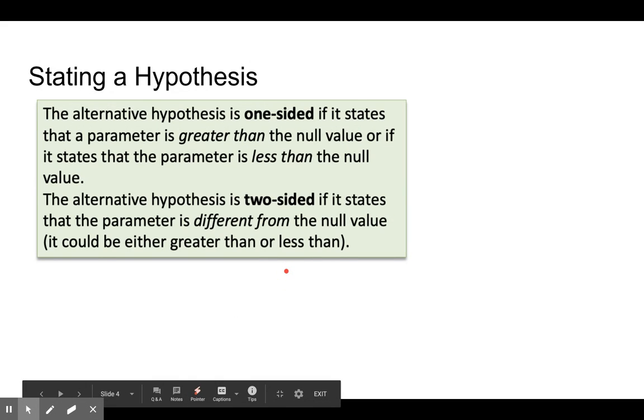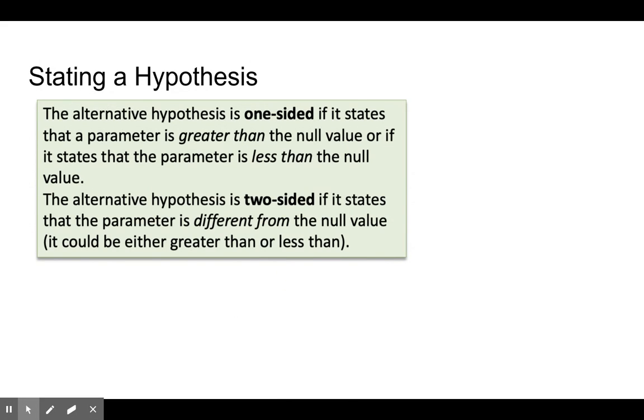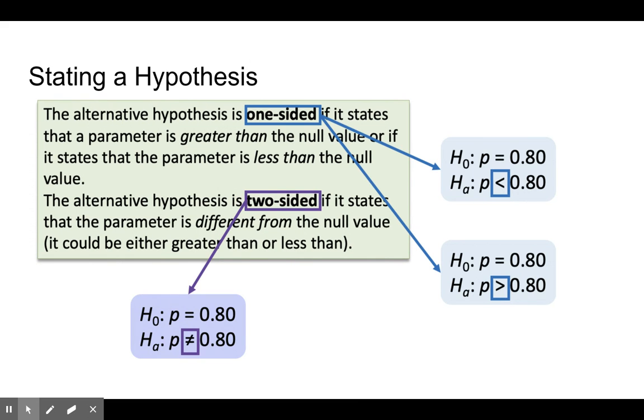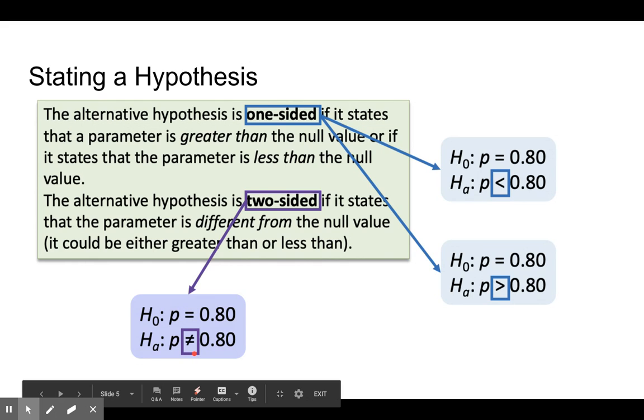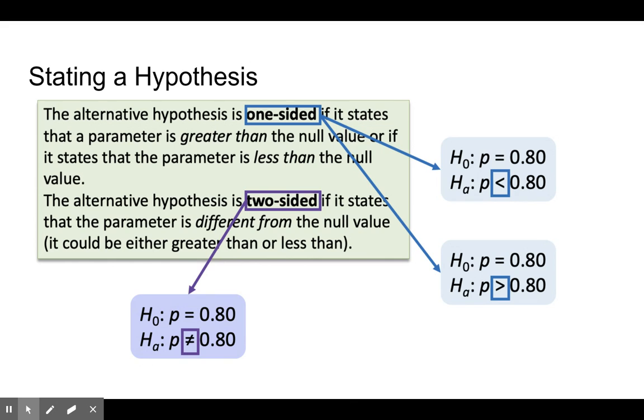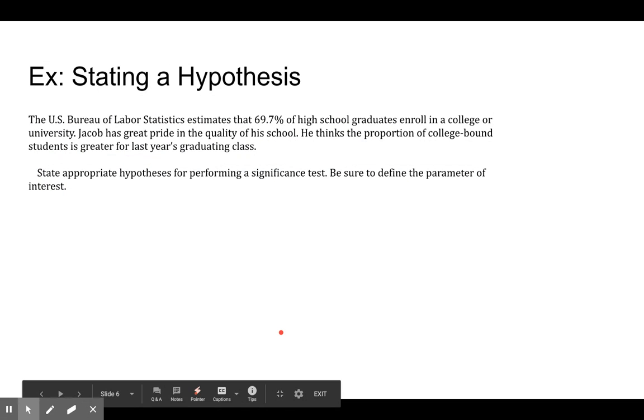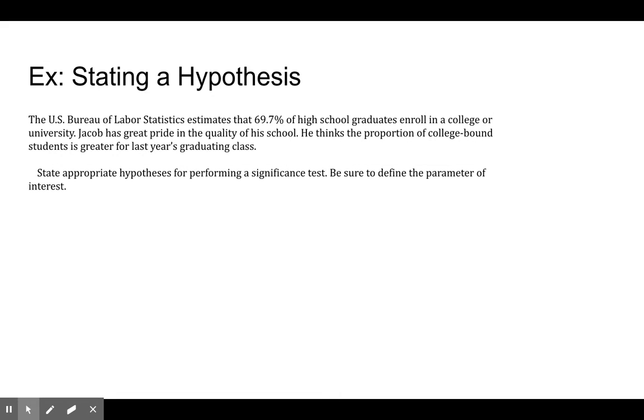The alternative hypothesis is a one-sided test or a two-sided test, and it looks like this. For a one-sided test, the alternative is either less than or greater than. For a two-sided test, the alternative is not equal to. And notice in all of these, the null hypotheses are all equal to. We always make the null hypothesis equal to a specific claim. So read this example, and then we will talk about the solution.